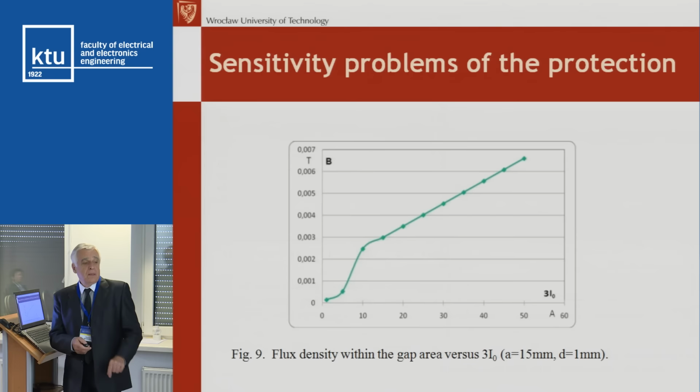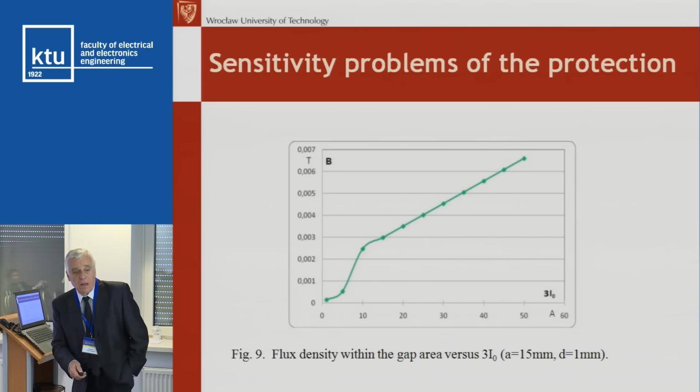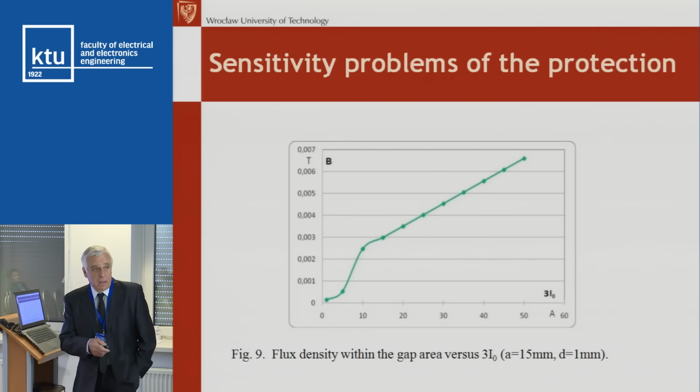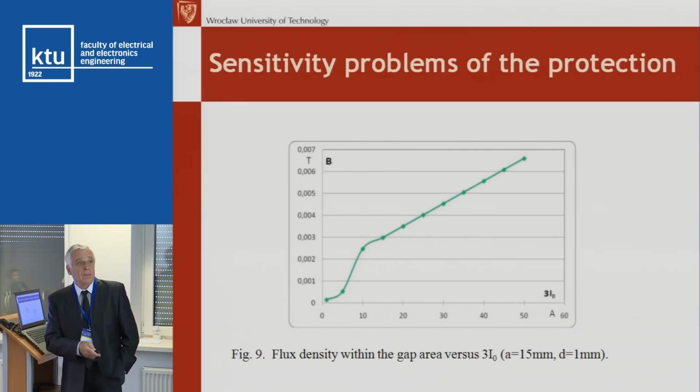Next we check the flux density within the gap area as a function of the unbalanced current, I mean the 3I0, for these parameters, and you can see that it indicates a linear dependence in this area. Therefore, this is linear, this is not linear. So we also have some problems here.